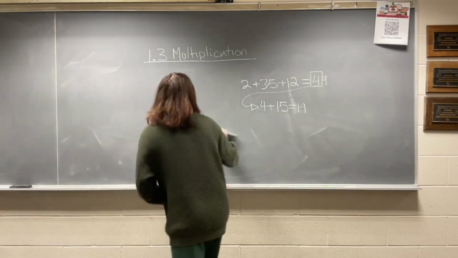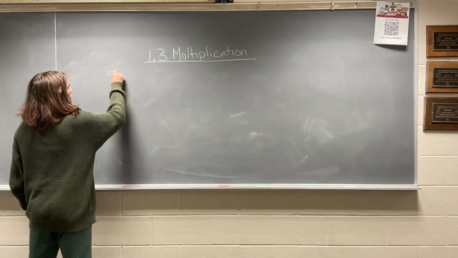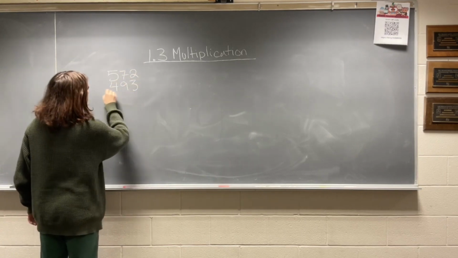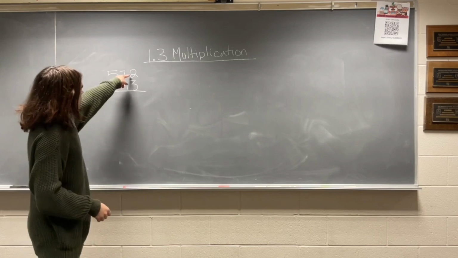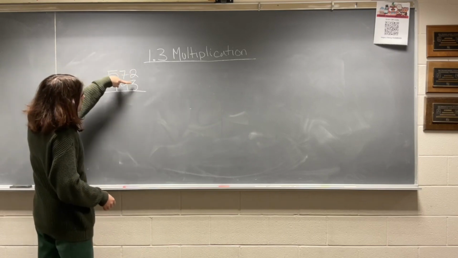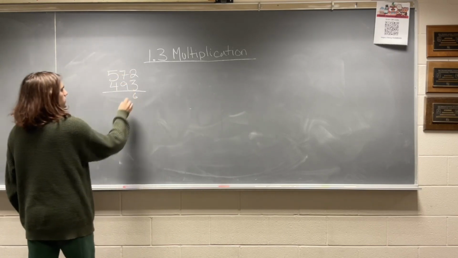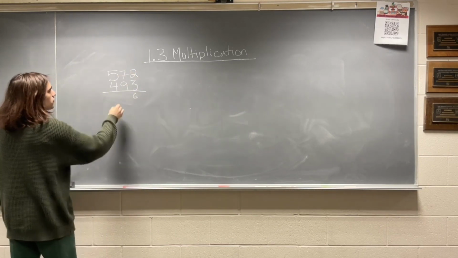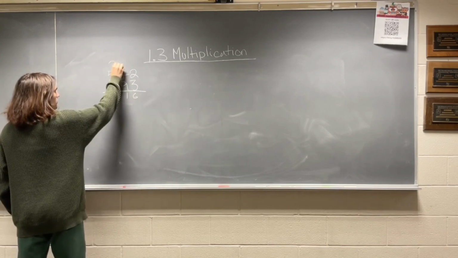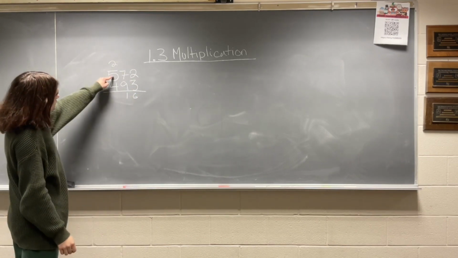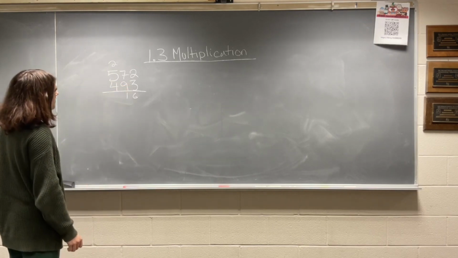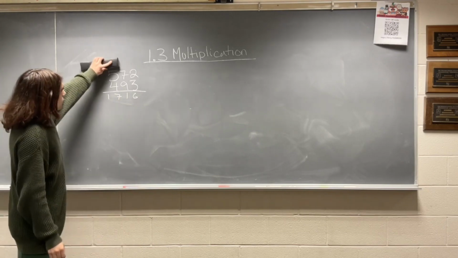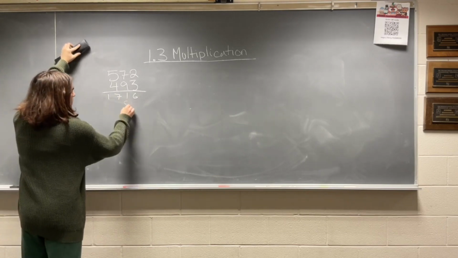So let's say I'm going to multiply 572 times 493. What we're going to do is multiply here 2 times 3, which is going to be 6. Then we multiply 7 times 3, which is going to be 21. Go ahead and bring our 2 up here. Now we do 5 times 3, which is 15, 16, 17. Now we do our 2 times 9, which is 18.